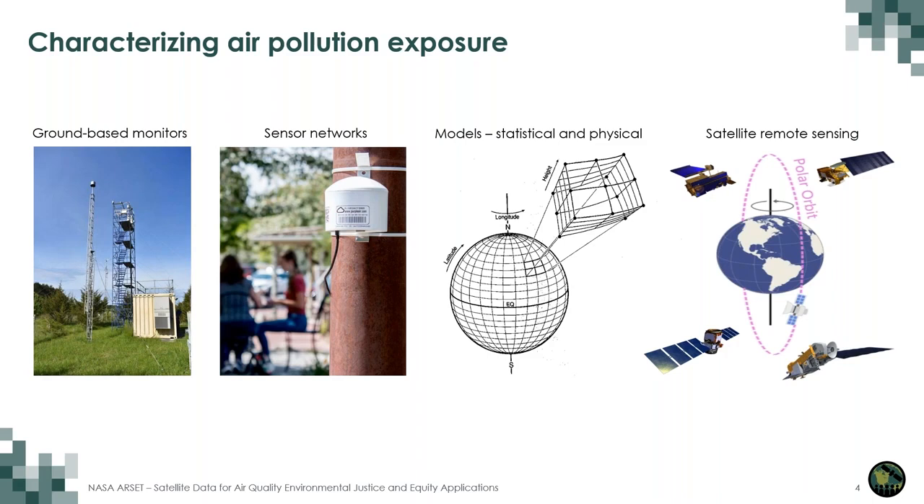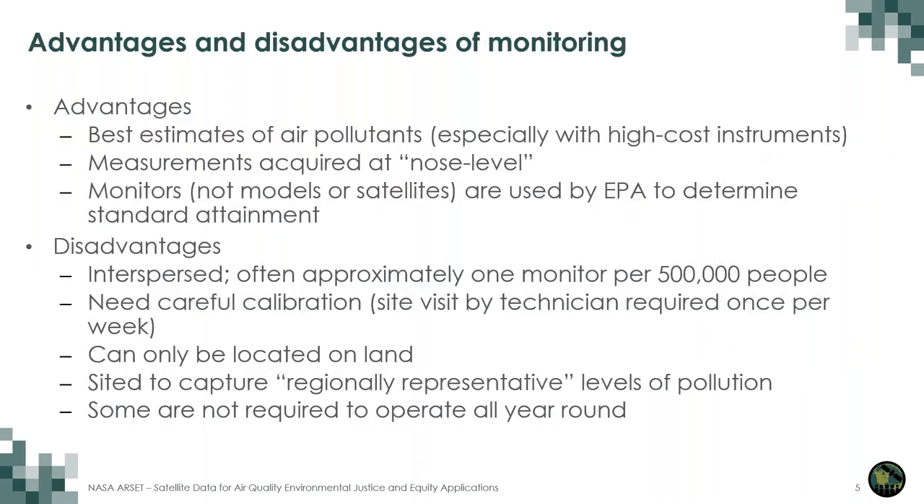The final way I want to highlight of characterizing air pollution exposure is, of course, satellite remote sensing. Satellites orbit the planet, and they're taking snapshots of the composition of the Earth's air. We can use these data to understand pollution levels and how they vary with increasingly high spatial resolution. We're going to talk about this, of course, in much greater detail. But what are some advantages and disadvantages of ground-level monitoring?